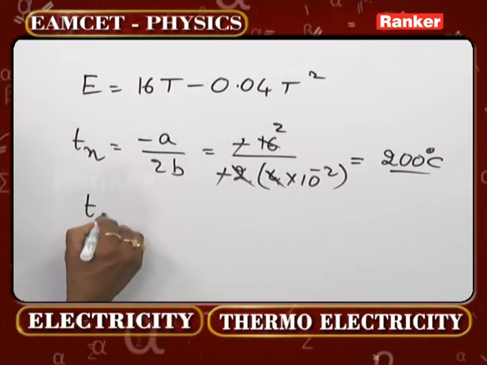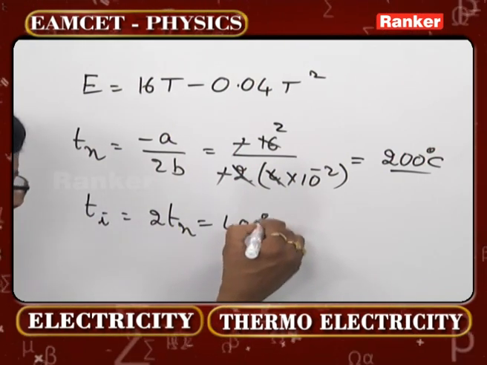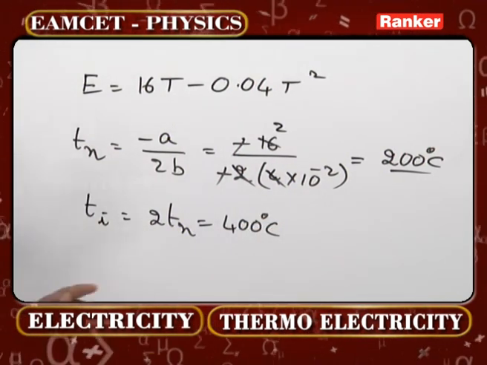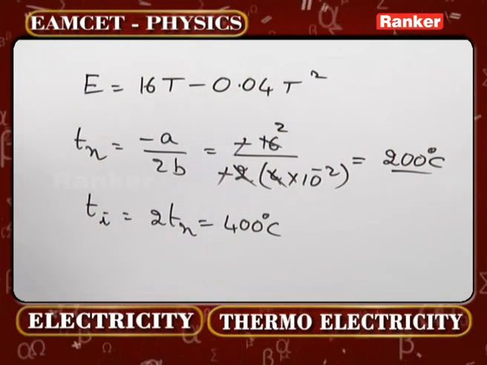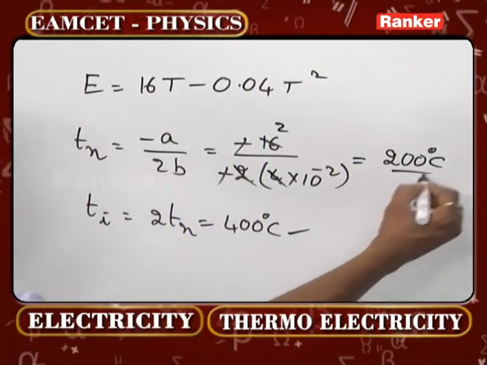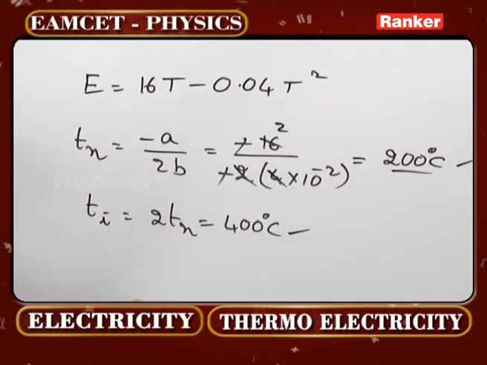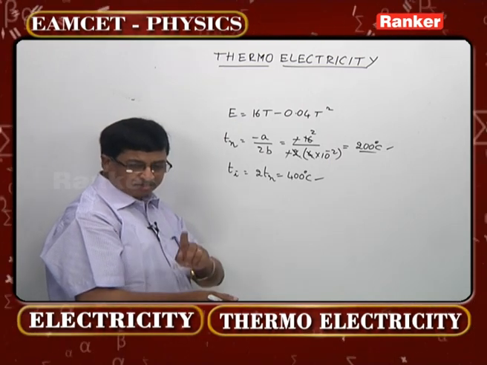Then what will be inversion temperature? Twice neutral temperature. So that should be 400 degrees centigrade. But see the order he is asking in the question. First inversion temperature, then neutral temperature is asked. So first one must be 400, second one must be 200. In that order, you see the second option please, 400 and 200. That is the correct answer.